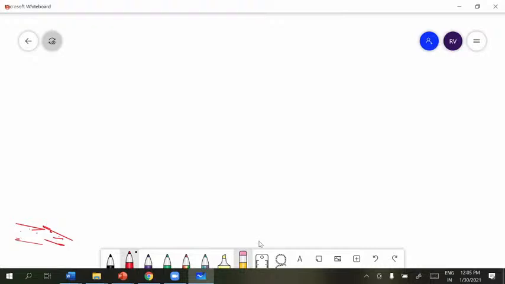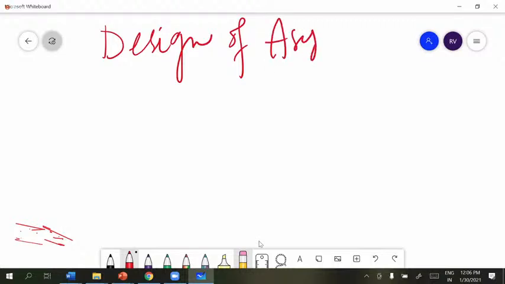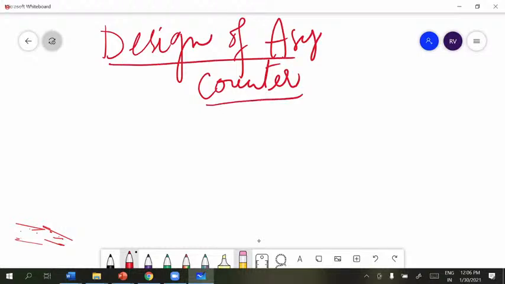Now we see the design of an asynchronous counter. In the exam, they will ask you to design a mod 8 asynchronous counter or a mod 5 asynchronous counter. So how do you design this? For the design of an asynchronous counter, we just use this expression: M is equal to 2 to the power of n. This is the modulus, and this gives us the number of flip-flops.